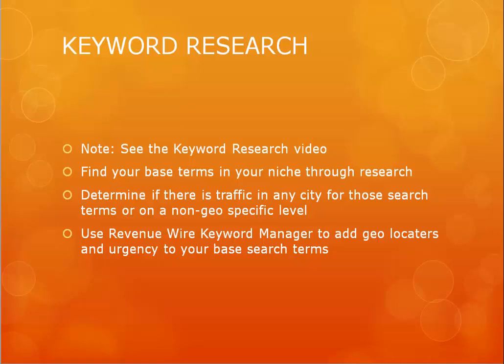You can just type in plumbing or plumber in whatever city you're in, and you're going to start seeing different things. And then you can go to Google AdWords and see what kind of search terms they throw back. So you can start getting your base search terms narrowed down that way. But you also want to identify, is there any traffic for those base search terms in any city?